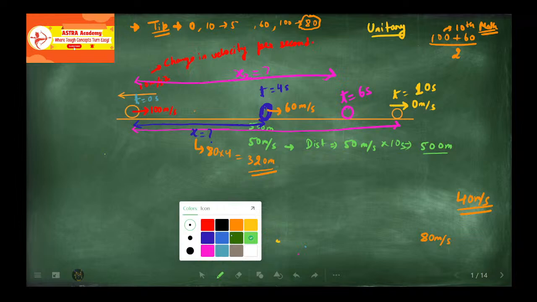So let us apply the trick. What is the velocity here? In 1 second the velocity gets decreased by 10. So in 6 seconds it will be decreased by 60. It means the velocity left will be 40 meter per second.